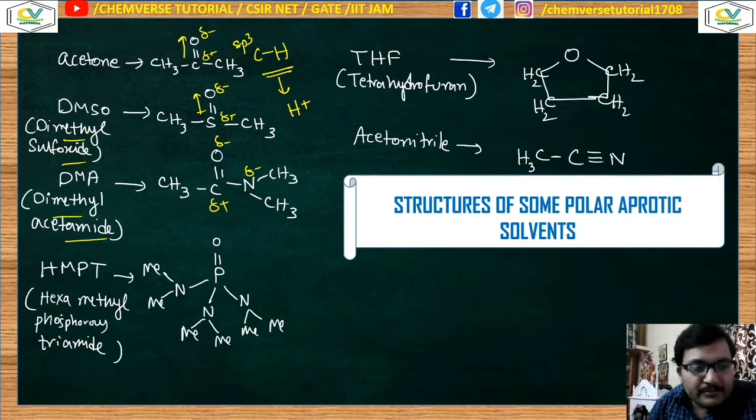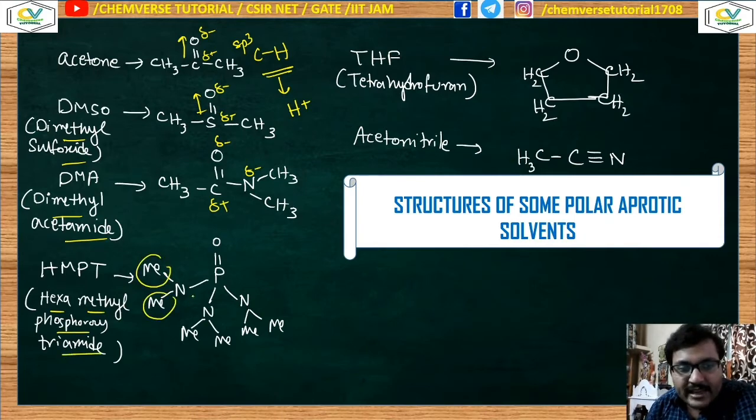HMPT, the full form of HMPT is hexamethylphosphorous triamide. The structure is something like this, where three NMe2 groups are attached to P double bond O, and it is delta negative to some extent because oxygen is more electronegative than phosphorus. So a similar kind of polarity can be induced over the bonds between phosphorus and nitrogen also. So it will be a polar molecule, but it cannot donate a proton. It cannot form hydrogen bonding.